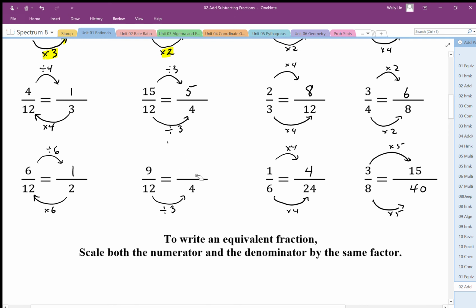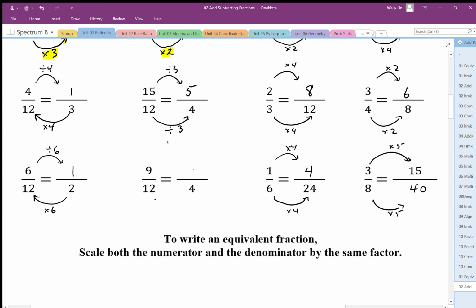Okay, so for example, here, this is the wrong example, by the way. I can't do like minus 8 and say that 9 over 12 is equivalent to 1 over 4. It doesn't work that way. This is all about times and divide.